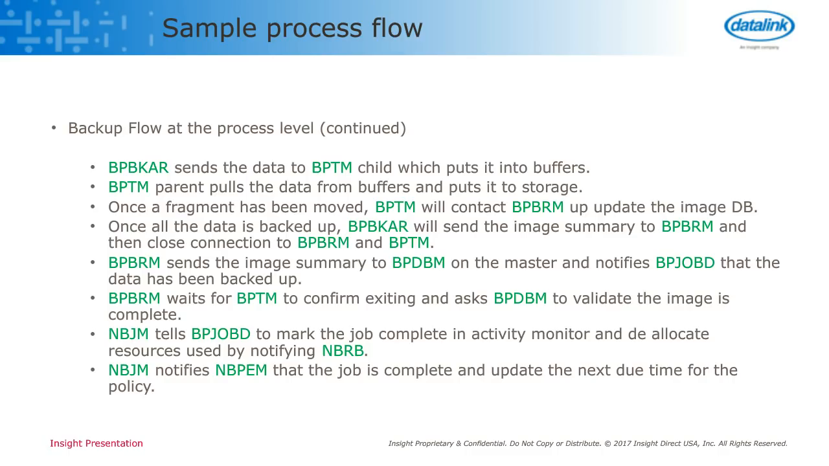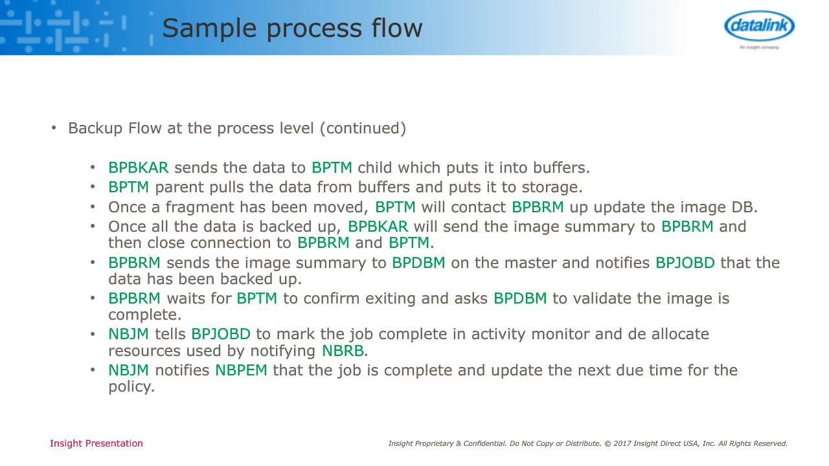A job may be 100 fragments. It may be 5 fragments. But each one will pass that information along, so we don't wait too long on that. Once all the data is backed up, now we're going to start to back out of the job. We're going into the job completion portion.